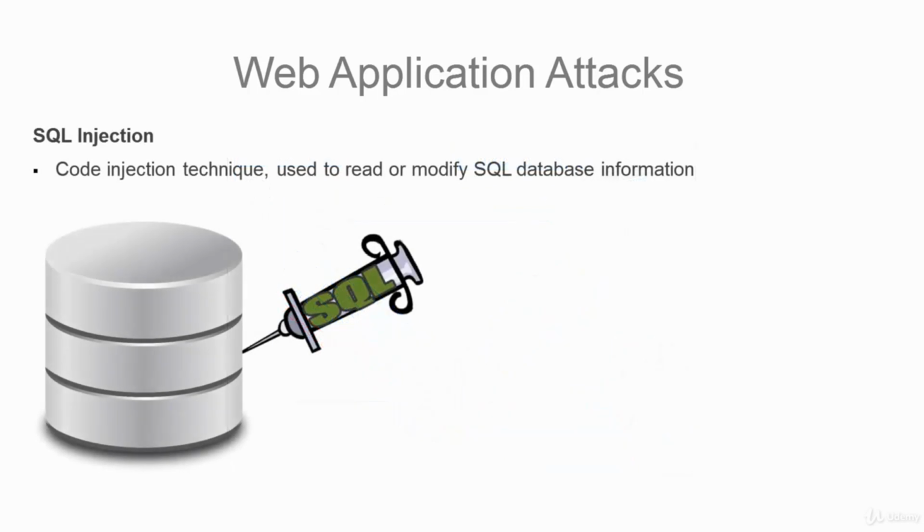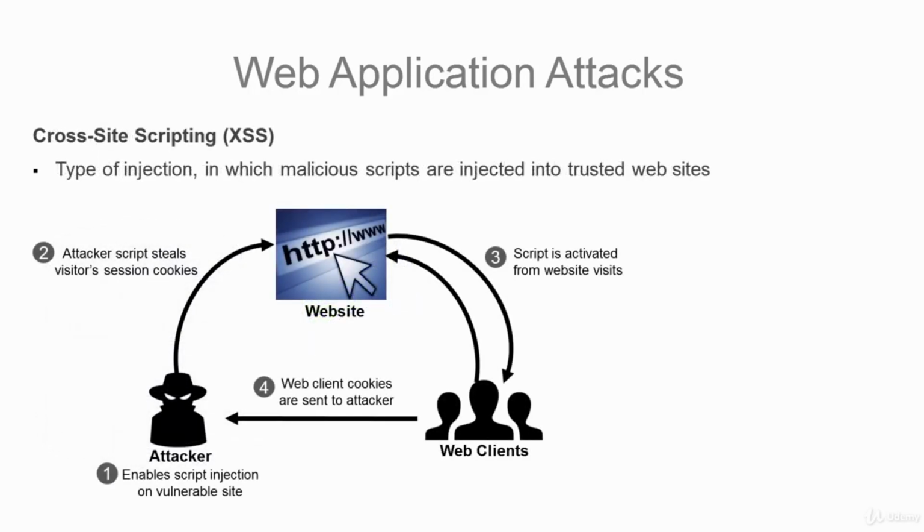SQL is a method for talking to databases that can be used as an attack vector. SQL injection is an attack that executes malicious SQL statements and can potentially read or modify sensitive data. Cross-site scripting enables attackers to inject client-side scripts into web pages that can be used to attack users accessing the same website.